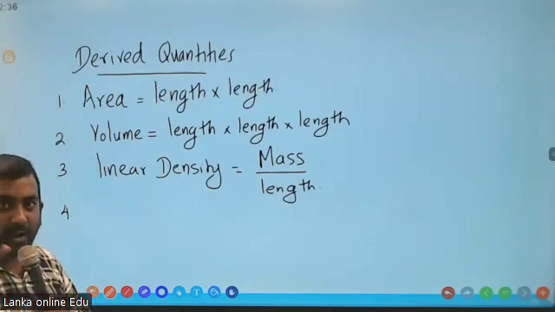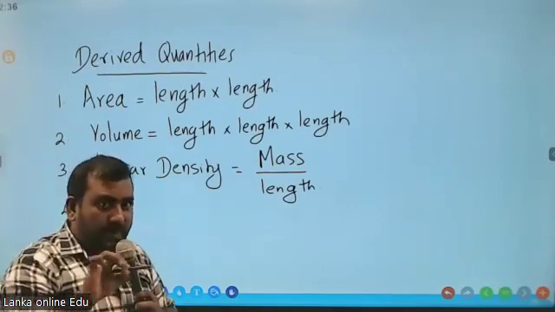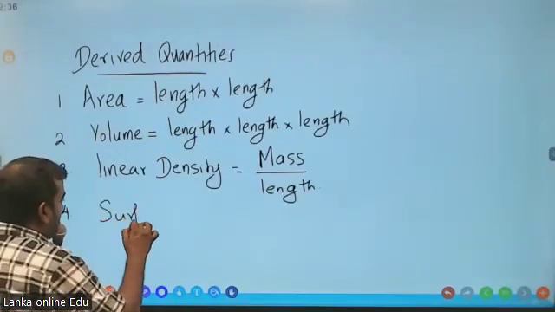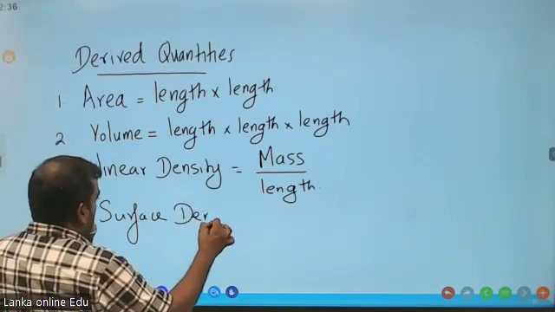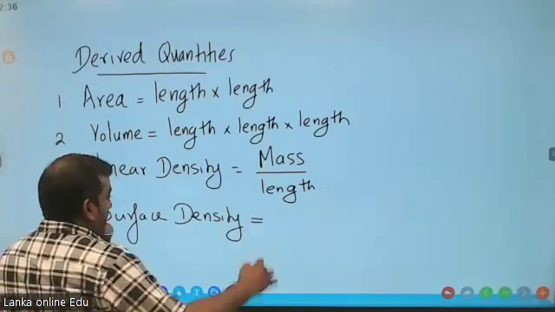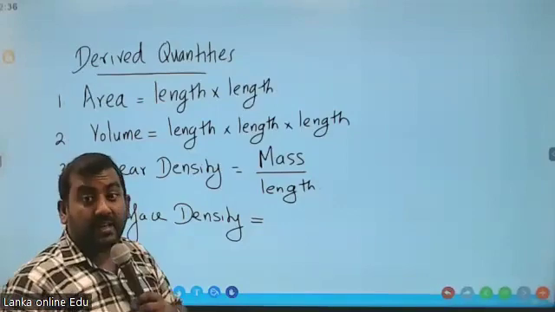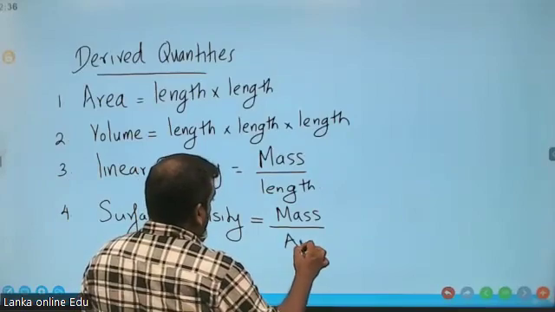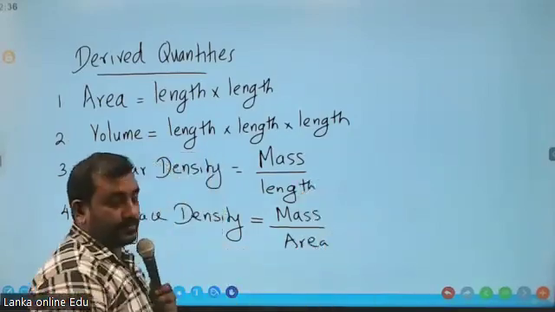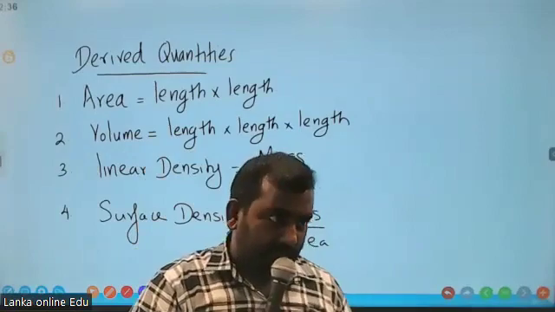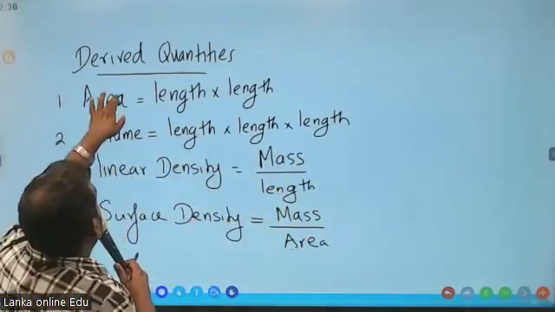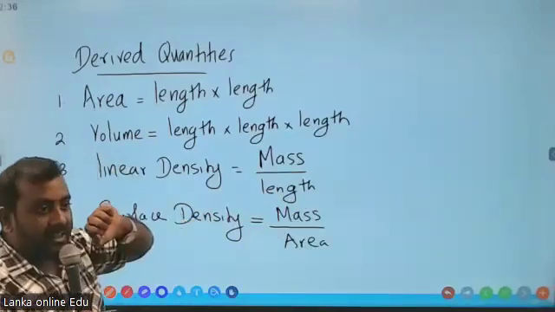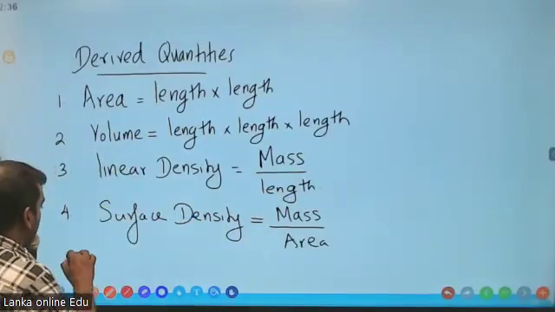Surface density. If you were not there last week, at least this bit with me, slowly write it down. Important. Surface density. Tell me somebody, what's the equation for surface density? Mass over area. Mass divided by area. Mass is fundamental. Area I can find using fundamental. Therefore, this whole thing is a derived quantity. Clear?